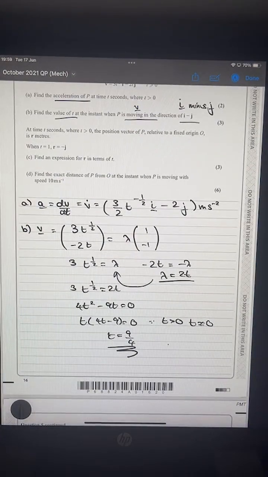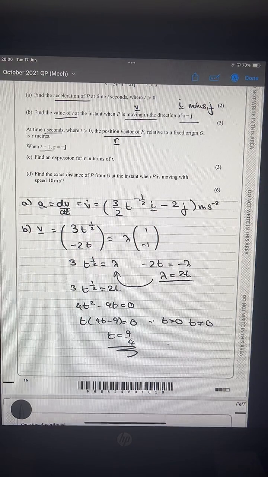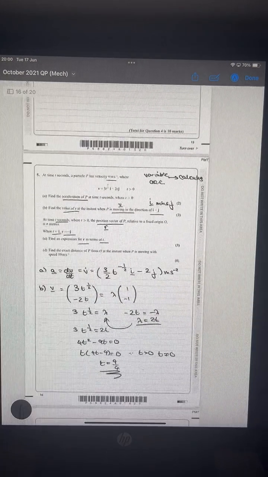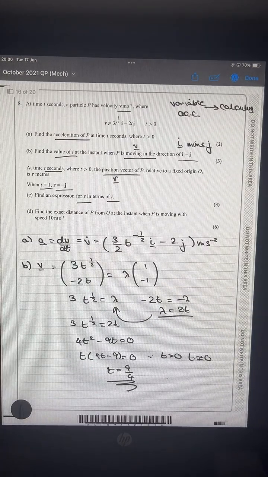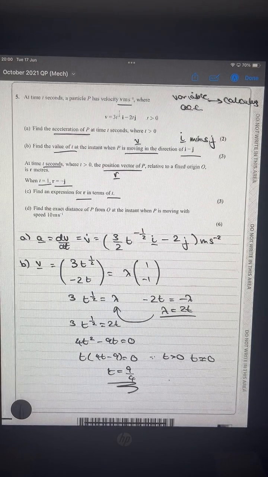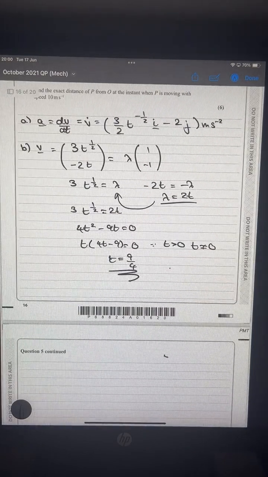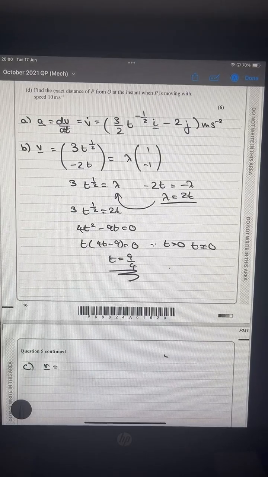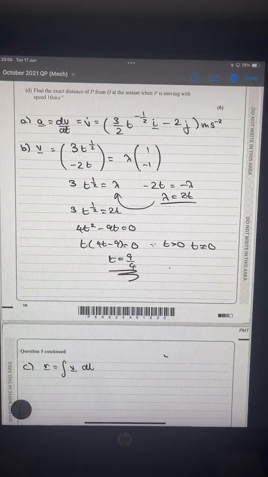So at time t seconds, where t is greater than 0, the position vector, so now I'm thinking the letter r, of P relative to a fixed origin is r meters. When t equals 1, r equals minus j. Find an expression for r in terms of t. Now I have been given the middle equation, v. So to go from v to a, I differentiate. To go from v to r, we have to integrate. So part c, r is going to be the integral of the velocity with respect to time.